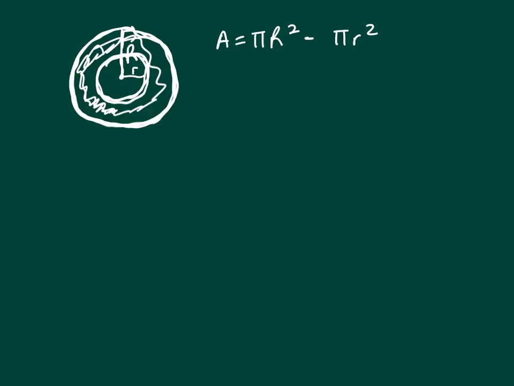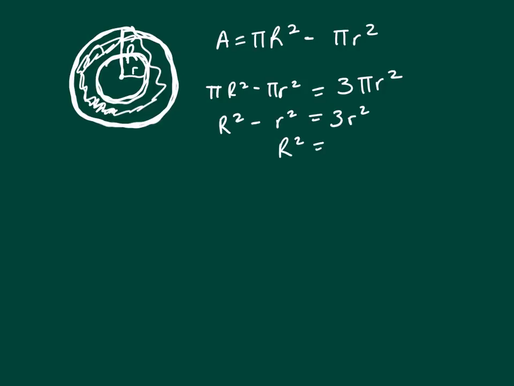So what does that tell me? The area of the shaded region, pi R squared minus pi r squared, is 3 times the area of the smaller region, equals 3 times the small one. Is that okay? Let's divide everything by pi first. Now we have capital R squared minus little r squared equals 3 little r squared, so R squared equals 4 r squared.